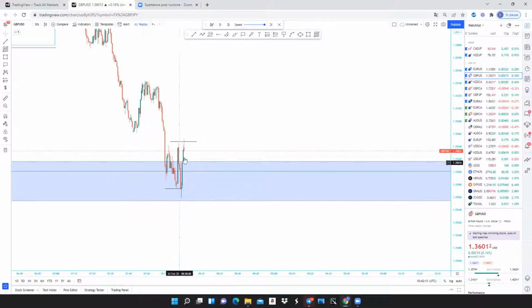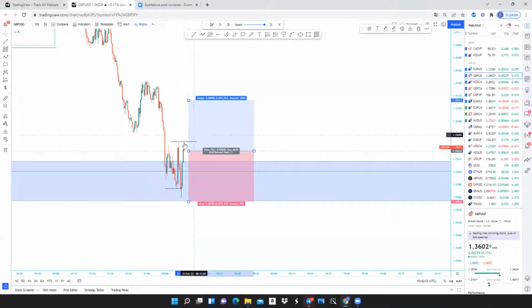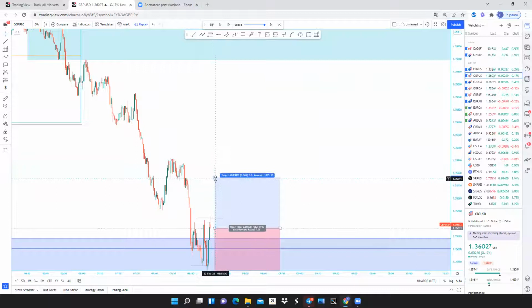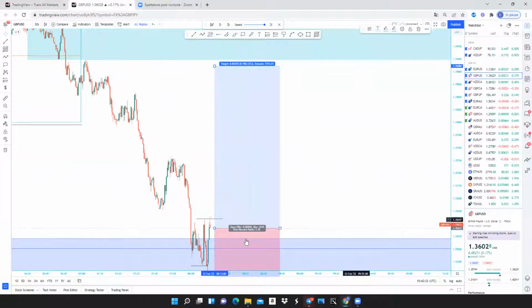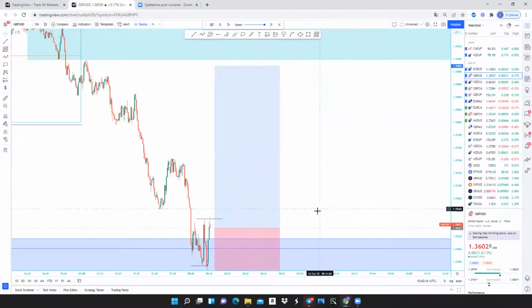Usually I don't enter right away. I want to see a retracement to enter, but this was the 30 seconds time frame, and I just entered the trade after the break and the closure of this candle. Stop loss below here, 8 pips stop loss, take profit at the next key area.